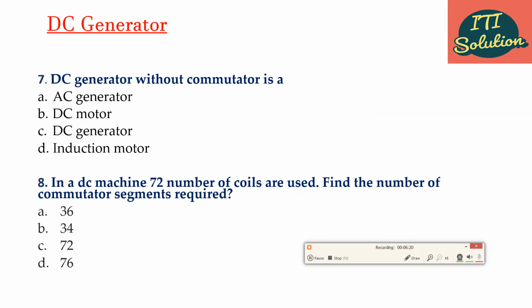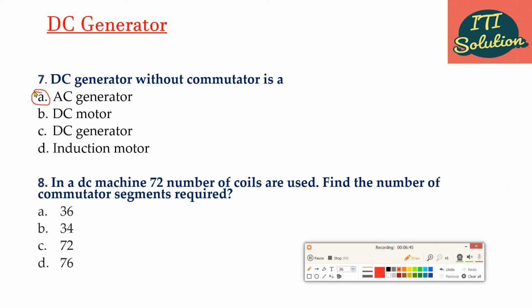Next question. A DC generator without commutator is, option A, AC generator, option B, DC motor, option C, DC generator, and option D, induction motor. And the correct answer is option A, AC generator. Commutator is used to convert AC current into DC current. If commutator is not present, then it will act as an AC generator with huge losses.